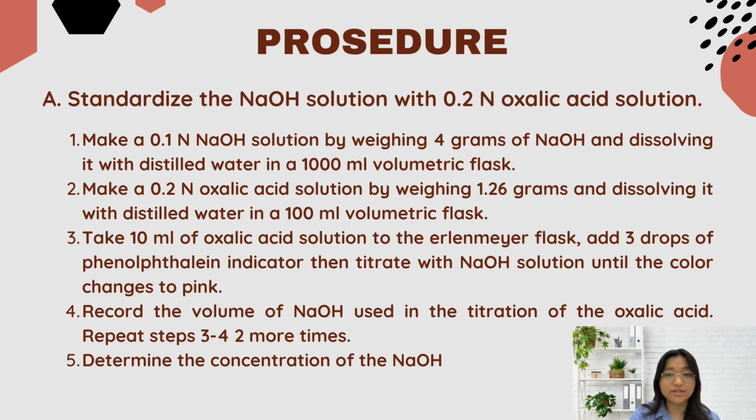Take 10 ml of oxalic acid solution into the Erlenmeyer flask, add phenolphthalein indicator, and titrate with sodium hydroxide solution until the color changes to pink. Record the volume of sodium hydroxide used in the titration and repeat the step 2 times.